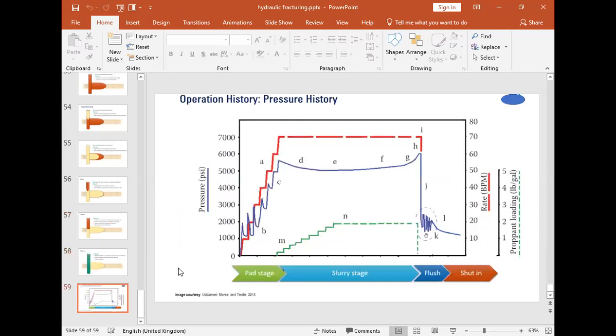So from there we can see the various changes in pressure during the various stages. We have the pad stage, the slurry stage, flush, and also the shut-in. We are seeing the variation in pressure, the variation in the pumping rate, and all of that. On this axis, we have pressure. On this axis, we have our pumping rate. Then here, we are also having our proppant loading, our proppant concentration, and all of that.